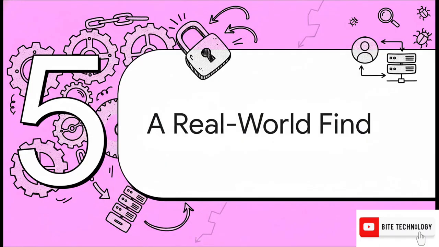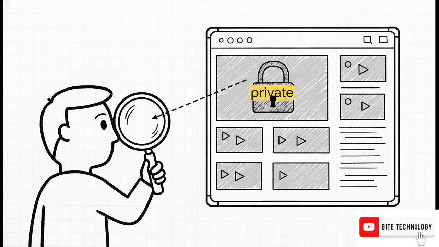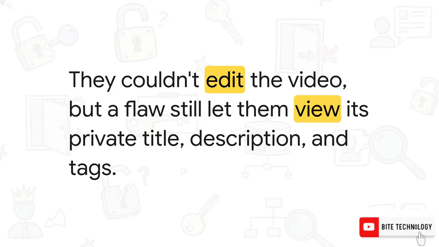Now let's see what this looks like in the real world. This is a story that shows just how impactful these simple logic bugs can be. A researcher was testing a social media platform and came across a video that was marked as private. According to the rules, they shouldn't have been able to see it or interact with it in any way, shape, or form. Now, the good news for the site was that the access controls correctly stopped the researcher from editing the video, but the bad news was that a different access control check failed, allowing them to view all of the video's private metadata. Its title, its description, its tags.